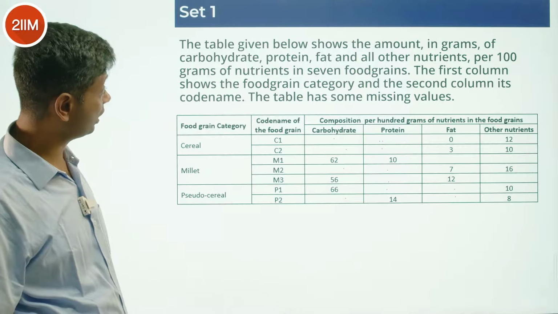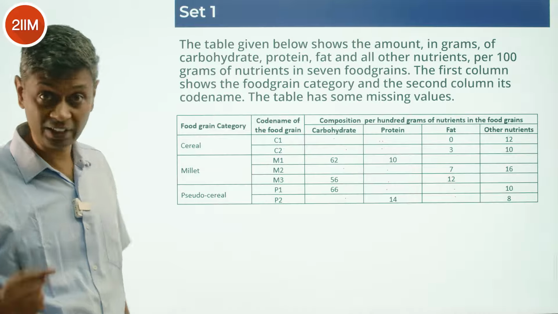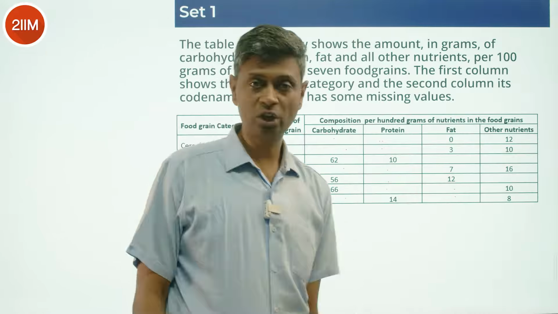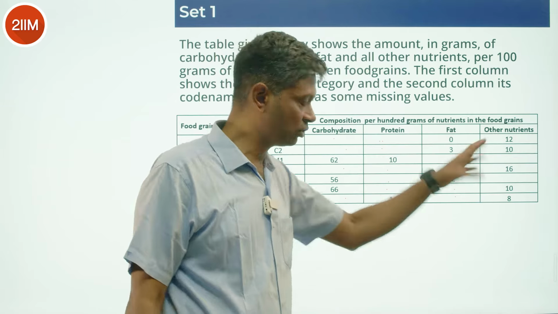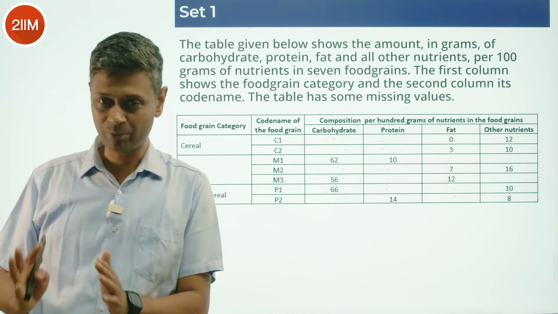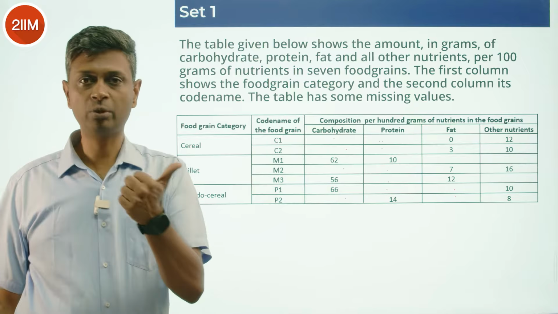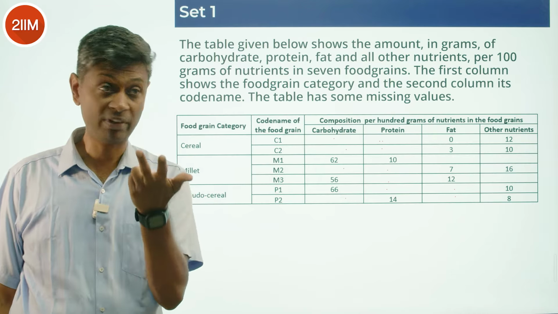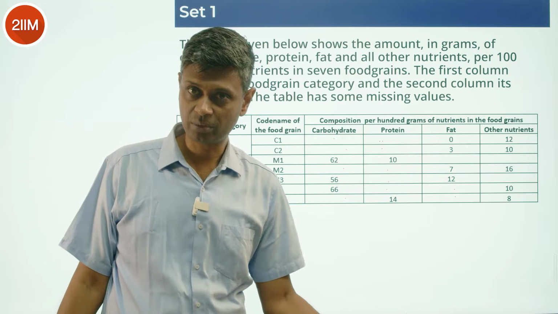Each of these is given in grams for an overall of 100 grams. That is, if I add these 4, that should add up to 100. For 100 grams of P1, how many grams of carbohydrates, how many grams of protein, how many grams of fat, how many grams of other nutrients are present.